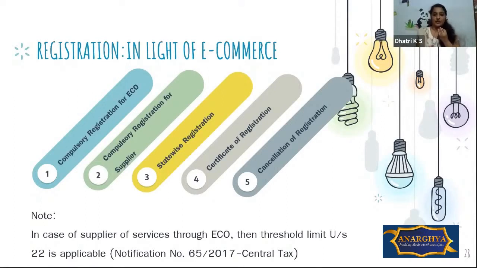First is registration of electronic commerce operator. We all know that electronic commerce operator is required to obtain registration compulsorily under Section 24. That is, irrespective of his turnover, he is required to obtain registration under GST. Next is registration for suppliers who are providing goods or services through these kind of electronic commerce operators. So the Act says that those suppliers who are providing goods or services through an electronic commerce operator who is required to collect tax under Section 52 is required to obtain compulsory registration irrespective of their turnover limit. That means supplier of goods or services through ECO is required to obtain registration irrespective of their turnover limit.